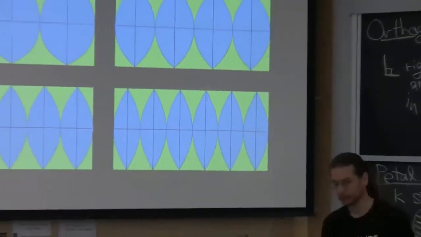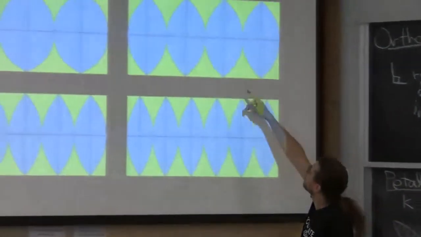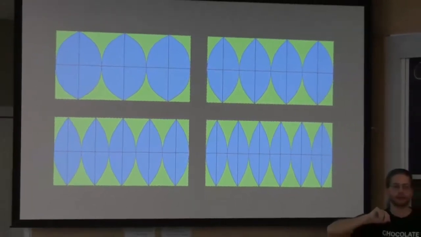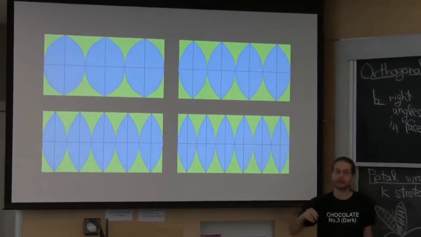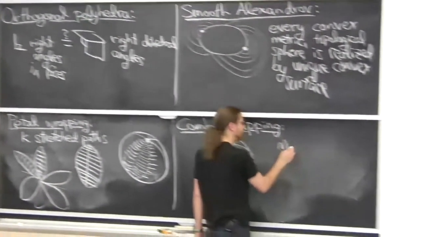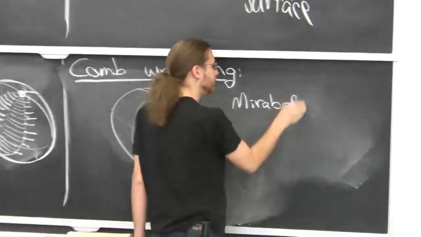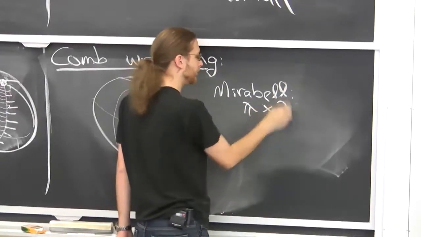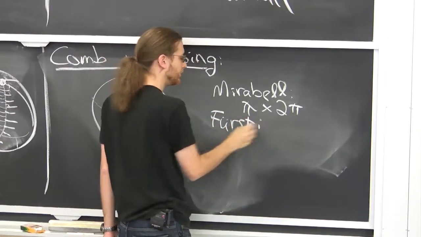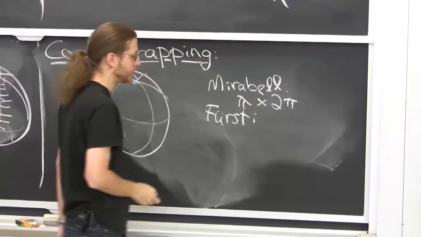Now we can actually compute how big these things are, right? So I have a page about this. Not much. The vertical length, that is 1/2 equator, so that's pi. The horizontal length is 2 pi. So this is Mirabelle. Rectangle, pi by 2 pi. And we talked about the first wrapping, which, let's see.